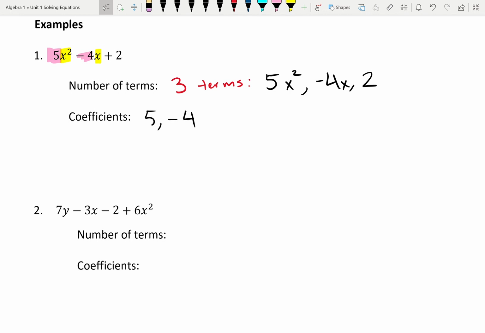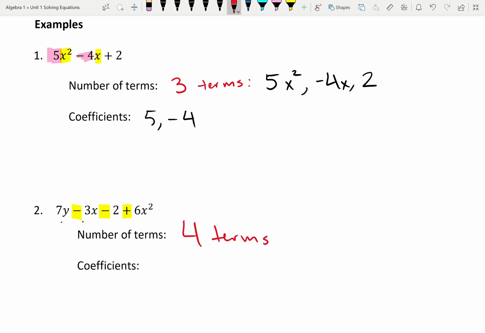All right, number 2, we have number of terms. Number of terms we have, well, that's a subtraction, subtraction, and addition. So looking between those, we have 1, 2, 3, 4 terms. 4 terms.